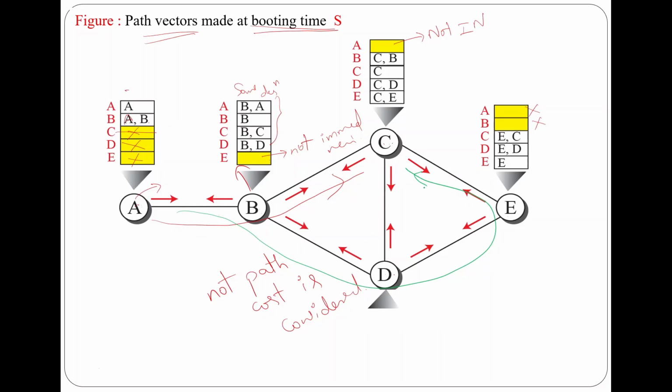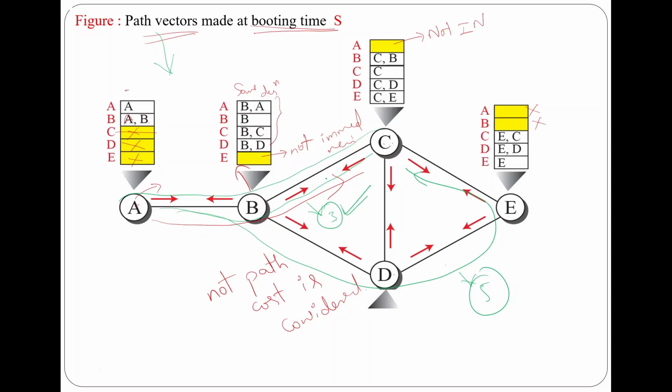Among these two, how many nodes is this covering? 1, 2, 3. And this one? 1, 2, 3, 4, 5. 5 nodes. So which is covering fewer nodes? Yes, so this path will be chosen. Whatever path we choose, it should contain fewer nodes. That is what the path vector algorithm is about.